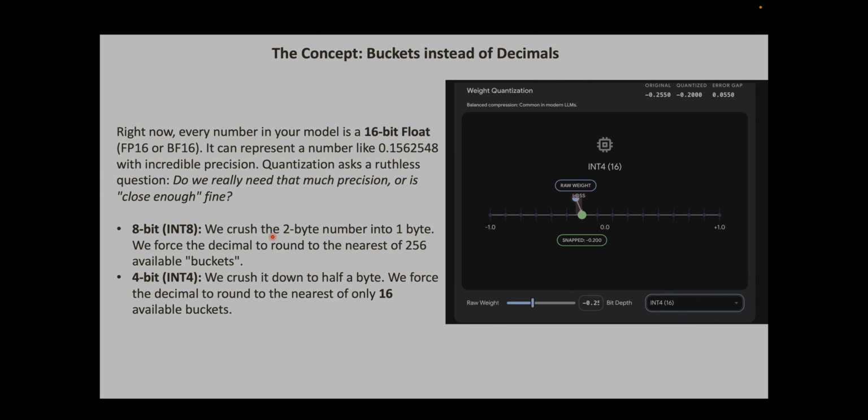So in 8-bit, we crush the 2-byte number into 1 byte. We force the decimal to round to the nearest 256 available buckets. In 4-bit, we crush it down to half a byte, so we force the decimal to round to the nearest only 16 available buckets. This is how it looks.